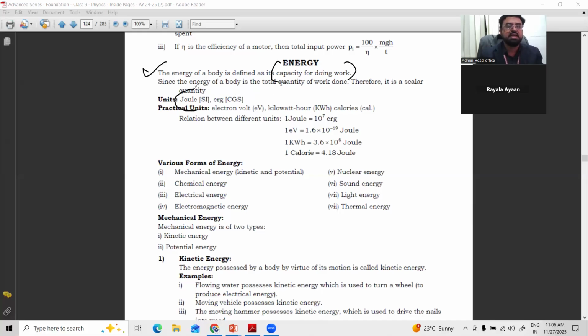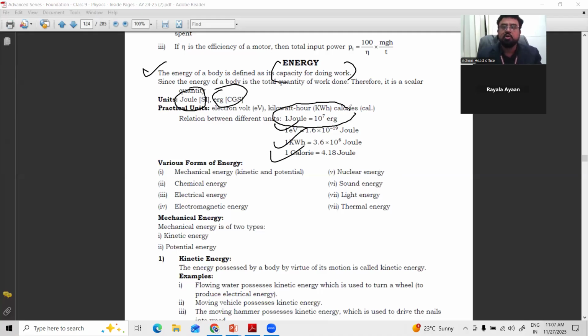As energy is work done only, it is measured either in joule or erg. Some others also there, like I just showed: it is also measured in kilowatt hour, electron volt, or calorie. All these are different practical units of energy. Commonly measured in joule or erg, where joule is in the MKS system and erg is in the CGS system. So 1 joule is equal to 10 power 7 erg. 1 electron volt is 1.6 into 10 power minus 19 joule, that is the charge of an electron.